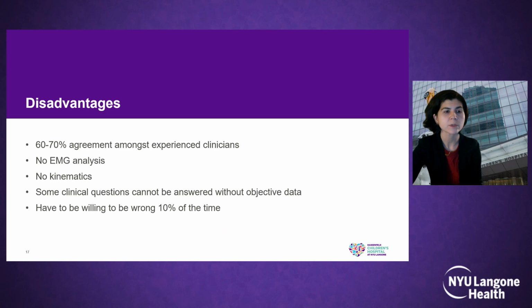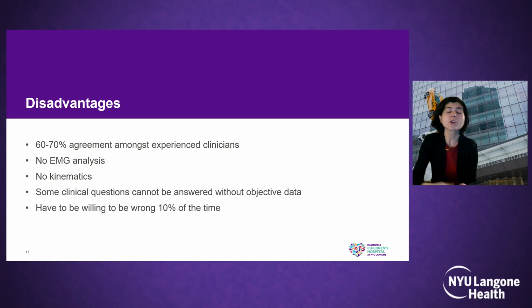So with everything comes disadvantages, right? So we talked about why it's important using your technology. What are the disadvantages? Well, one of them is that observational gait analysis alone has in some studies a 60 to 70% agreement amongst very experienced clinicians, which means that 30 to 40% of the time, even people who do this a lot don't agree.